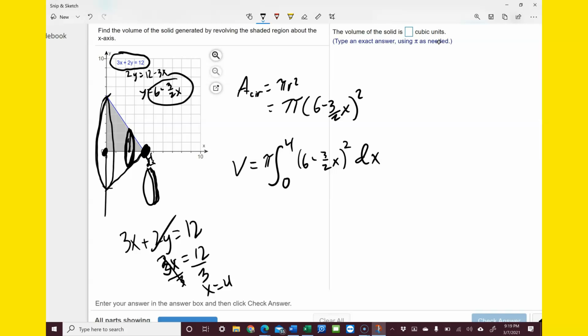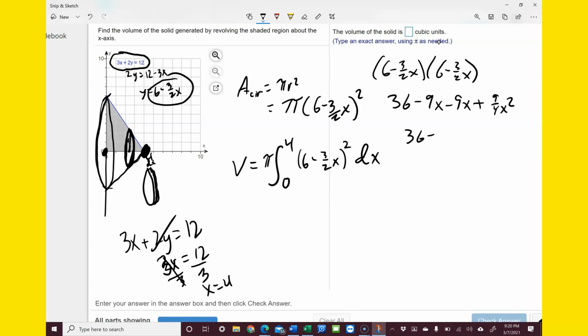Alright, what do I want to do there? Do I want to go ahead and expand that? I feel like I probably do. 6 minus 3 halves x times 6 minus 3 halves x. That's going to be 36 minus 6 times 3 is 18 over 2, 9, x, minus 9x plus 9/4 x squared. So that's 36 minus 18x plus 9/4 x squared. So it's the integral of that.